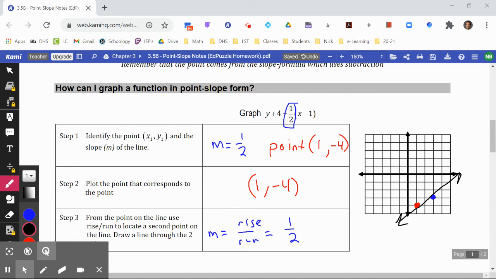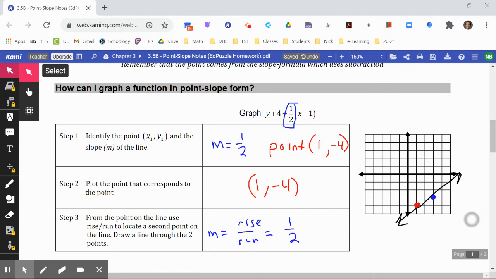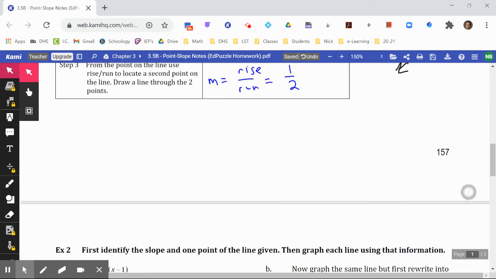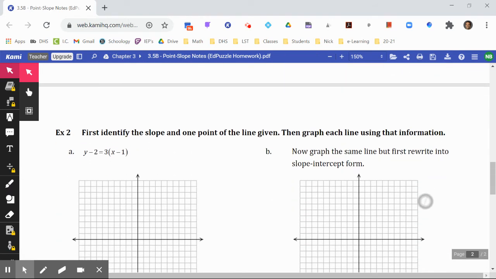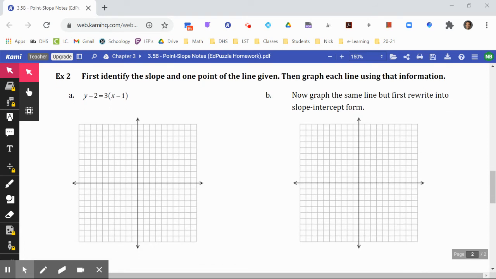Perfect. All right, so now let's just look at a couple more examples here. And I think that'll be enough for today, because we're going to get plenty of practice in class. All right, so if we go on to the next page here, we're going to look at example 2, letter A. So that says our equation is y minus 2 equals 3 times x minus 1.